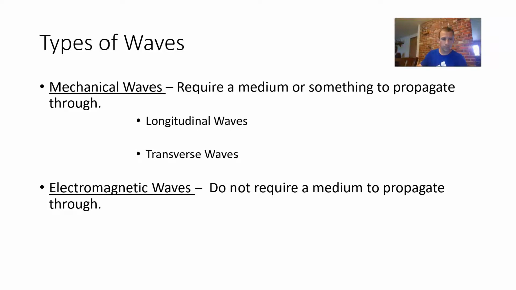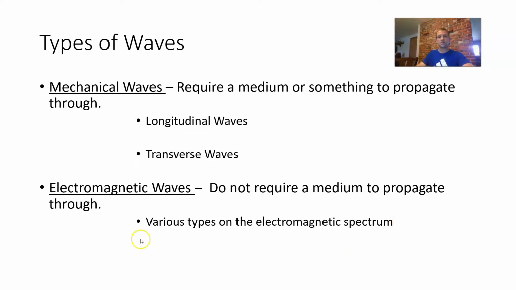something. Now, electromagnetic waves, they do not require a medium to propagate. They're what's called self-propagating. They can move forward without having to move through anything. And there's various different types of these. We'll talk about these in a little bit, but they all are going to exist on the electromagnetic spectrum.